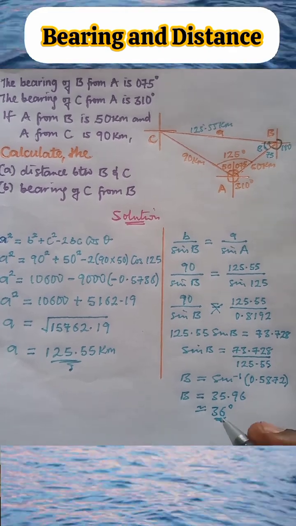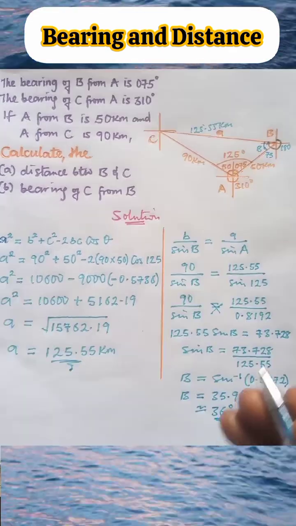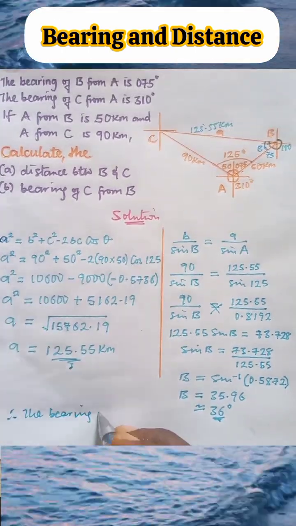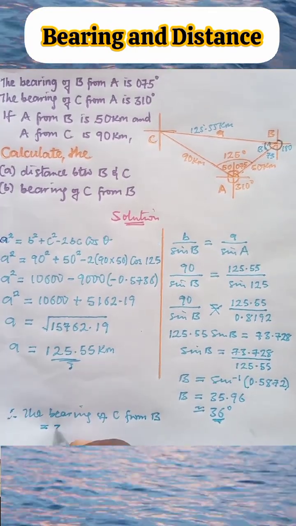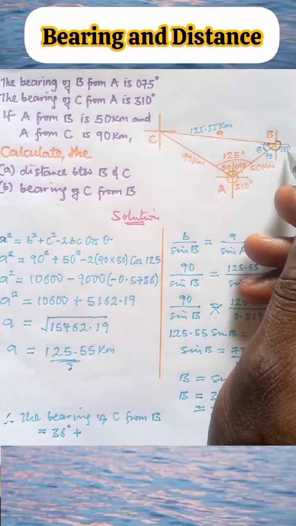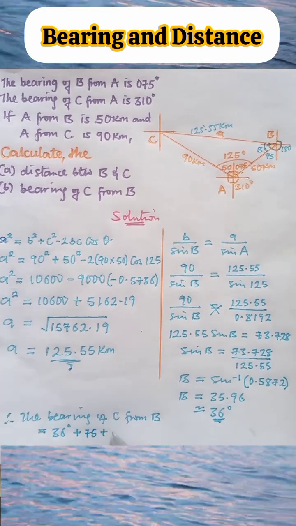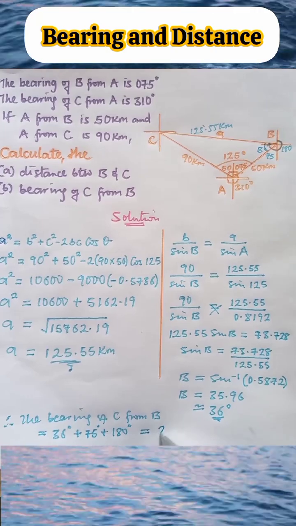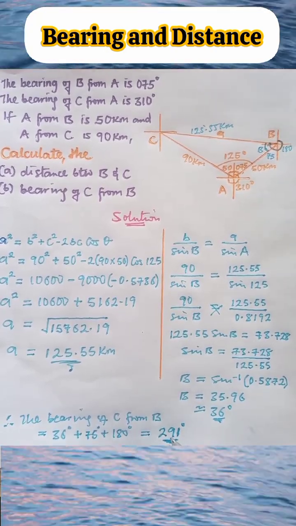So we have got angle B here to be 36 degrees. We can now say, therefore, the bearing of C from B is equal to 36 degrees plus this angle 75 degrees plus 180, and this gives us 291 degrees. Thank you for watching.